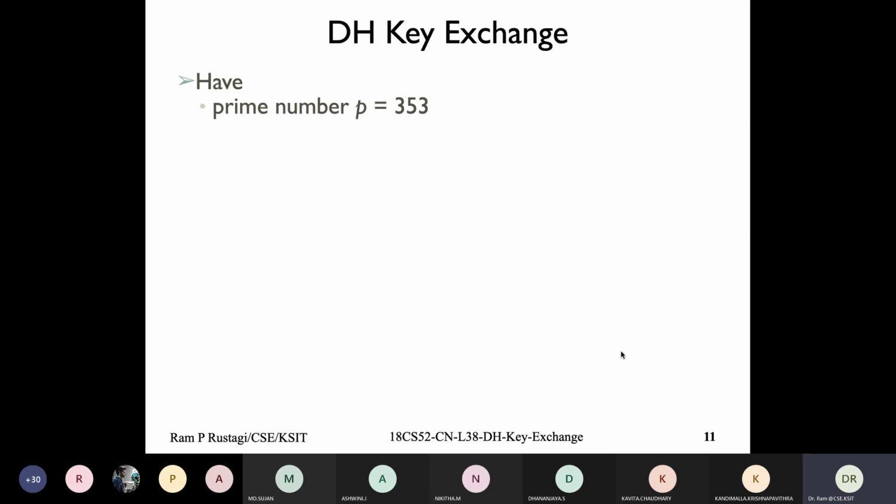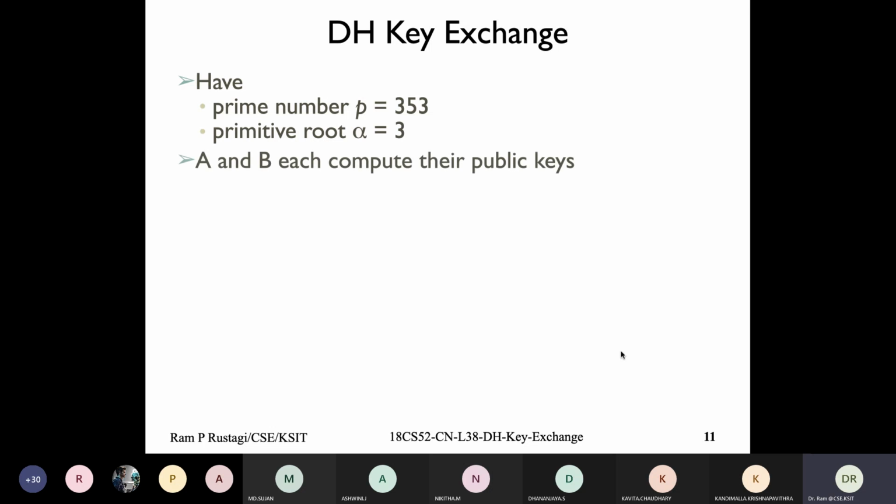Let's take an example. Let's say prime number P is 353. Let's choose primitive root alpha as 3. Now let's say user A chooses some number which is 97. So user A has chosen the number 97.